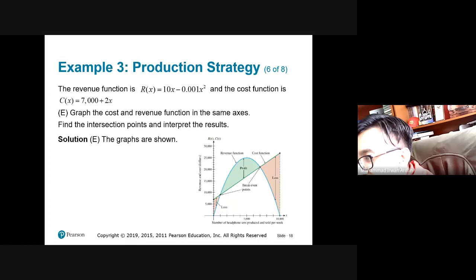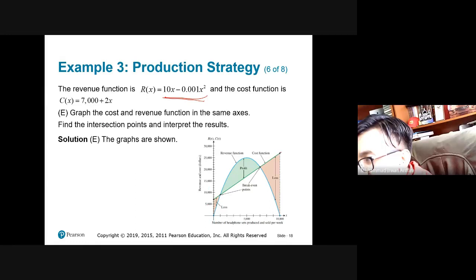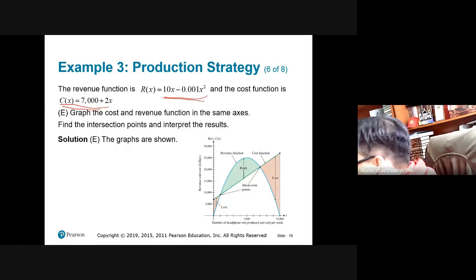Our revenue function in this case is a quadratic function, and that's why we have the inverted U shape. This is the actual revenue function, and this is a linear cost function. So our cost function is a straight line. It starts from 7,000, which is our y-intercept, and goes up. Whenever cost is higher than revenue, we incur loss, and whenever revenue is higher than cost, we enjoy profit.